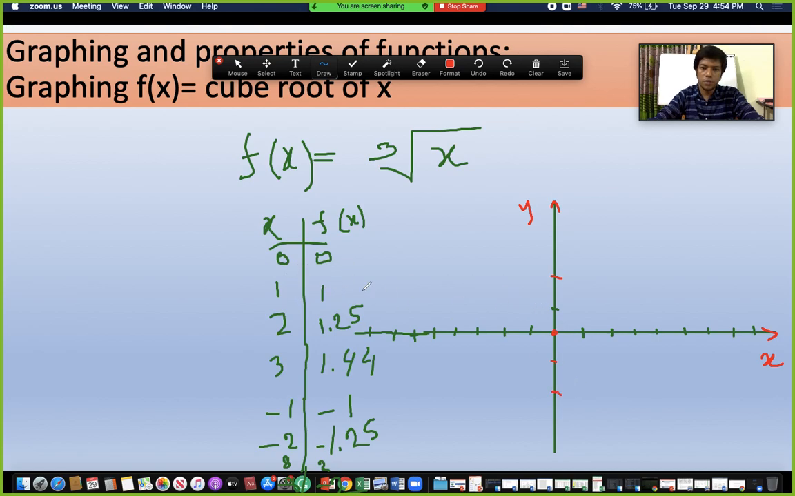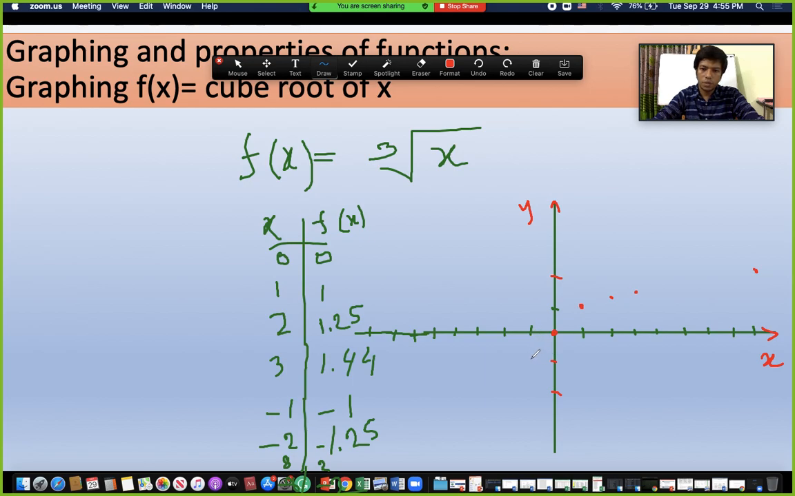For 0 it is 0, for 1 it is 1, which is here. For 2 it is 1.25, so 2 is here, and 1.25 is a little bit higher. For 3 it is 1.44, which is a little bit higher. Then for 8 it is 2, that means 2 and 8 is here, something like this.